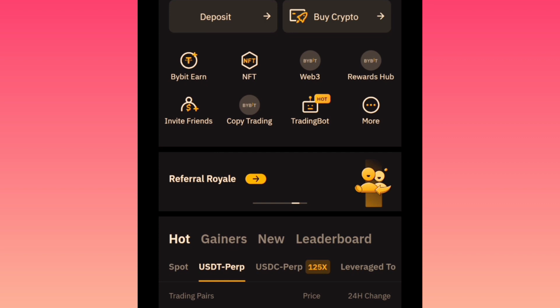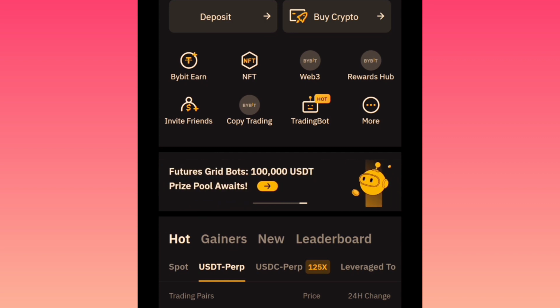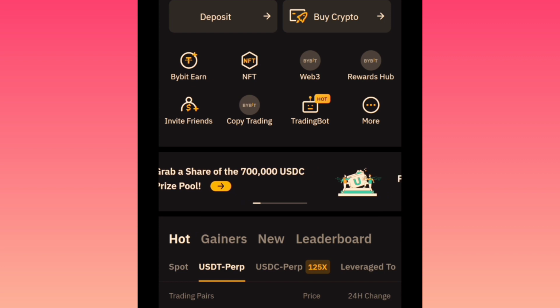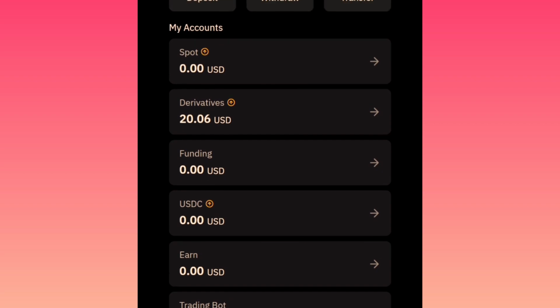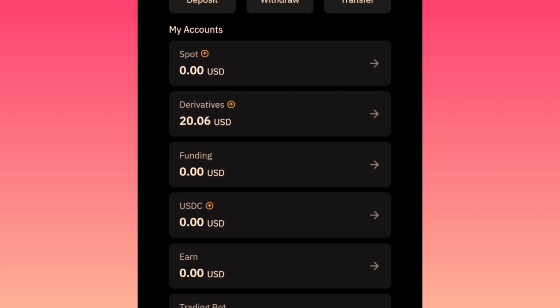So now this is the home page of Bybit. After you must have deposited to the exchange, the next thing is to click on assets, then transfer your funds to derivatives. Usually you have to deposit to spot. You can see the spot balance is 0. Derivative is where we trade futures.